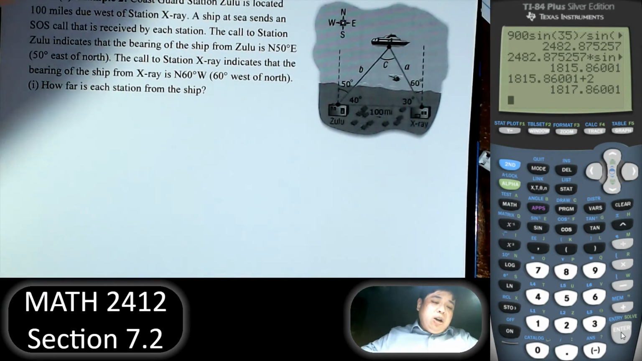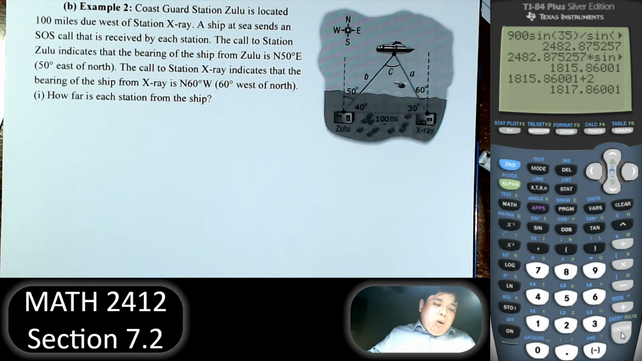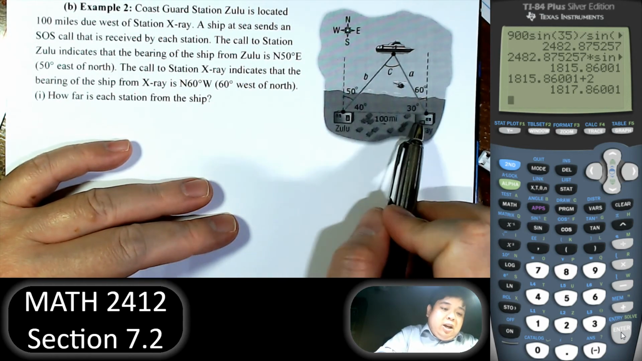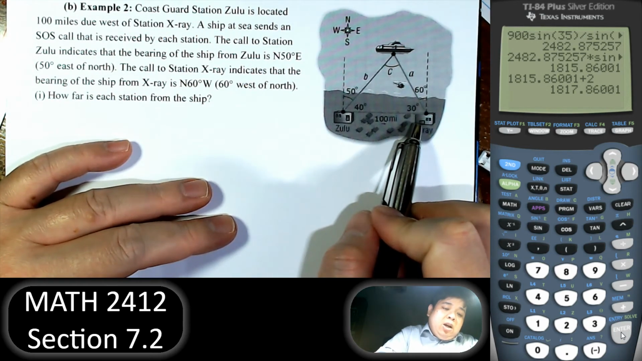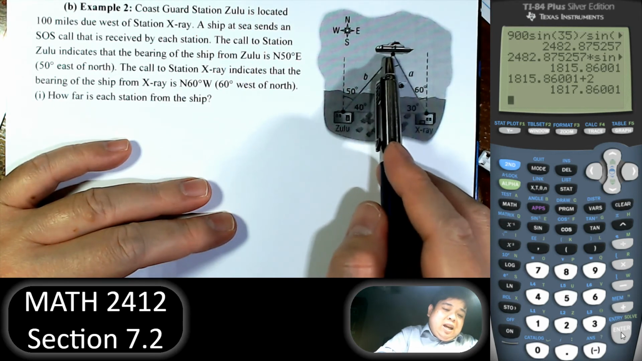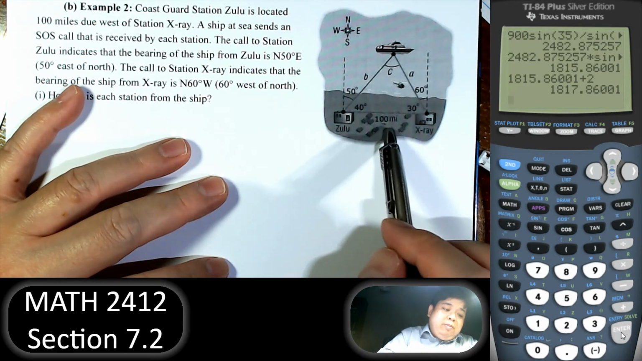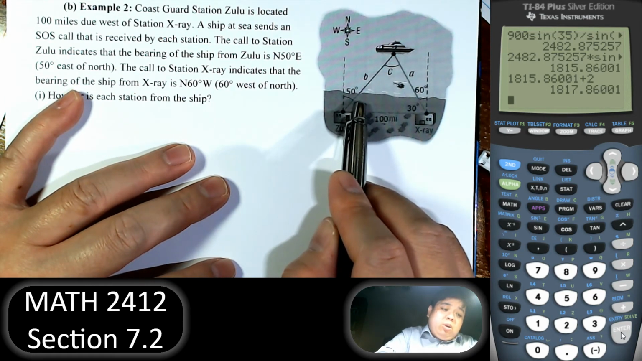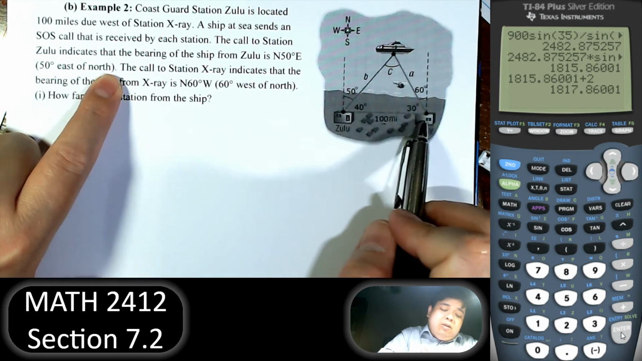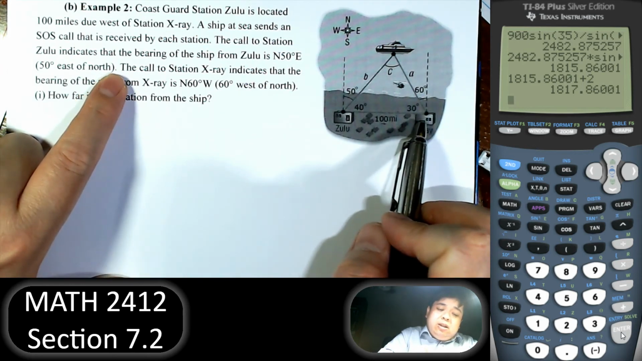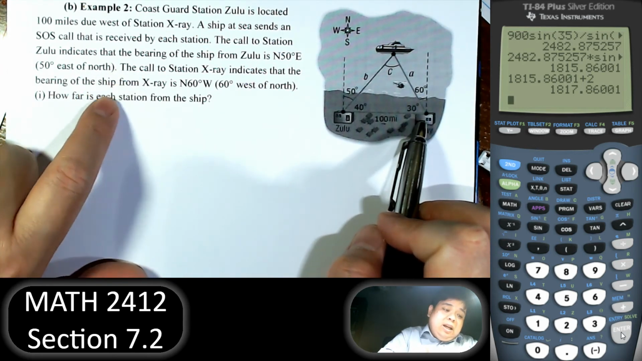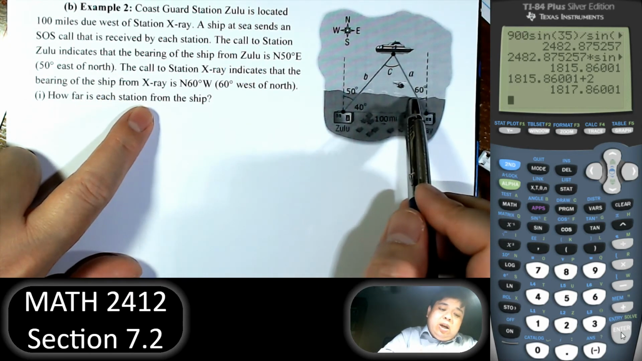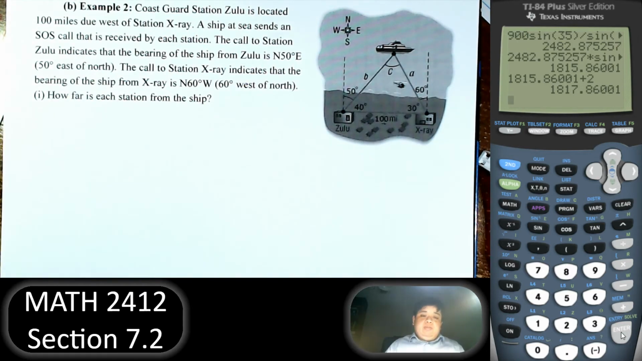Right, now another application problem. So a Coast Guard station, Zulu, is on the west of station X-ray. A ship at sea sends an SOS signal to both of them. From Zulu, it is 50 degrees east of north. And from station X-ray, the bearing is 60 degrees west of north. So let me draw this here.